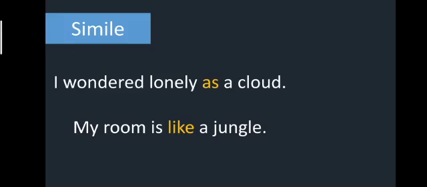Next, we have a comparison between the room and the jungle, which is a different thing from the room itself. And the poet here used the word like, so this is what we call simile.